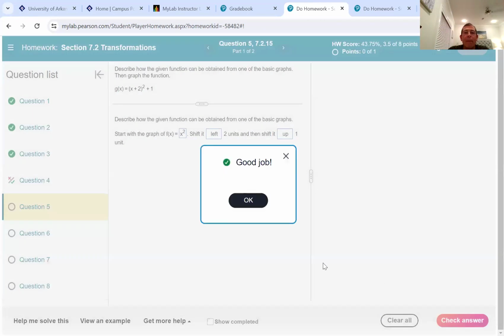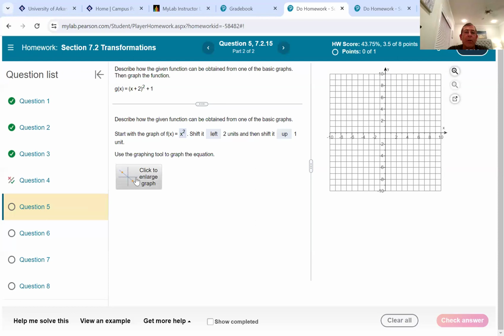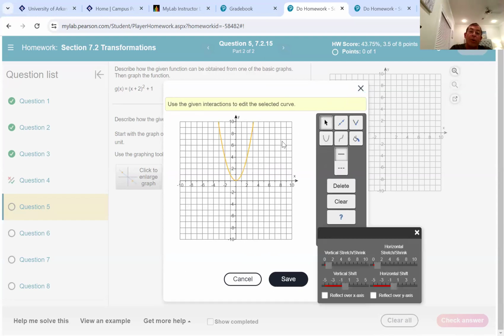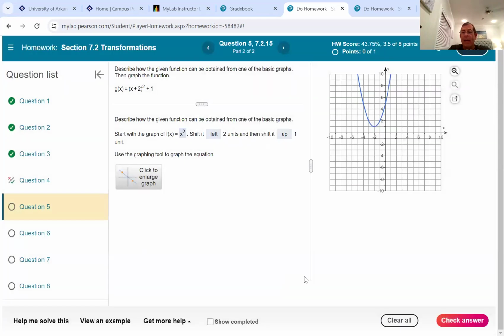So you check that. Now we know we're going to have to graph it, so we're going to click to enlarge. Remember, exponent 2, that is the x squared graph. So you're starting with that x squared tool again, and then click anywhere. It's going to put it in the center. The plus 2, y'all said moved it left 2. So come to your horizontal shift and move that to minus 2. Then the plus 1, y'all said went up 1. So take the vertical shift and go to the right, up 1. Notice the graph moved left a little bit and moved up a little bit. At that point, save that and you would check your answer.